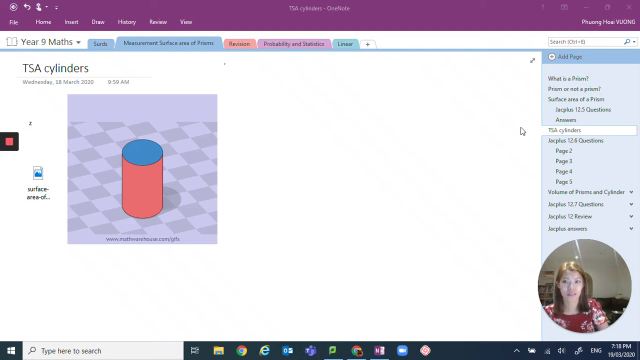So today we're going to look at TSA of cylinders. What does TSA stand for? Total surface area. So we're going to look at the total surface area.